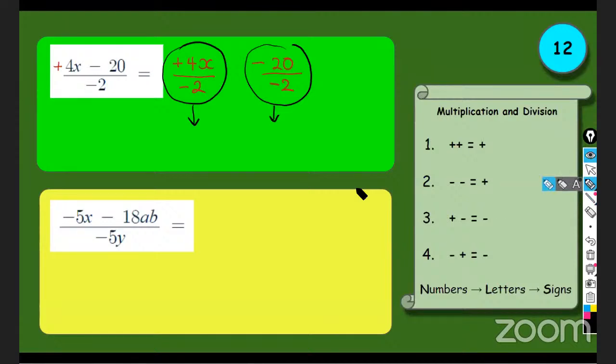All right. So let's start off with the numbers for the first one. 4 divided by 2 is 2, right? Go to the letters. The letter X was involved and he was on top. So let's put back the X there. And when you divide a positive by a negative, you get a negative. Let's do this guy here. 20 divided by 2 is 10. It has no letters. When you divide two negatives, you get what?